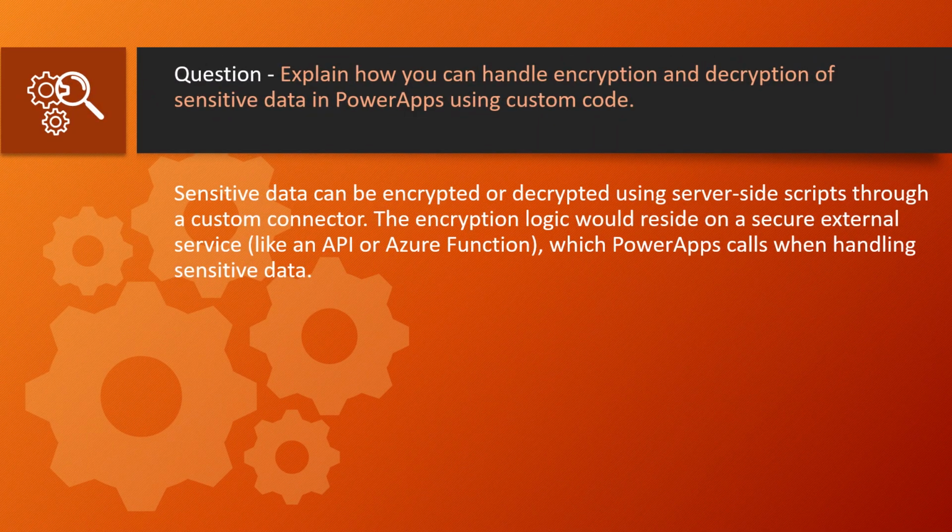Explain how you can handle the encryption and decryption of sensitive data in Power Apps by using custom code. Sensitive data can be encrypted or decrypted using a server-side script through the custom connectors, and this encryption logic would reside on a secure external service like an API or Azure function, which Power Apps calls when handling the sensitive data.